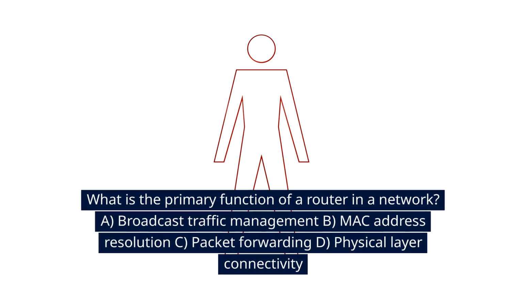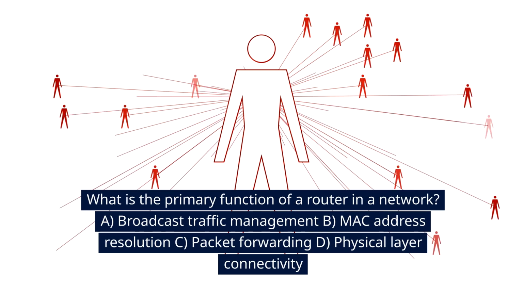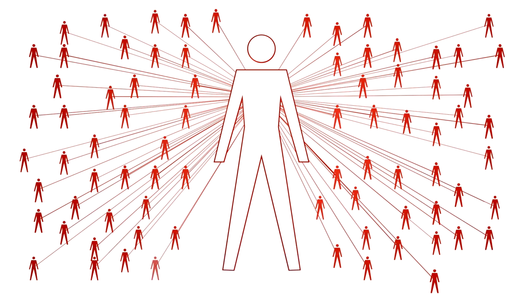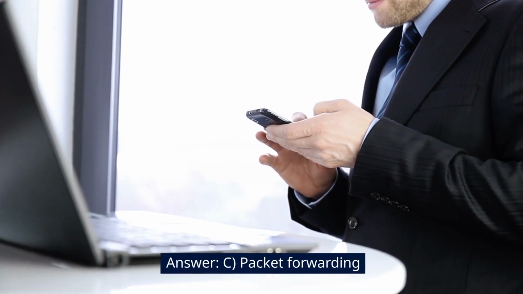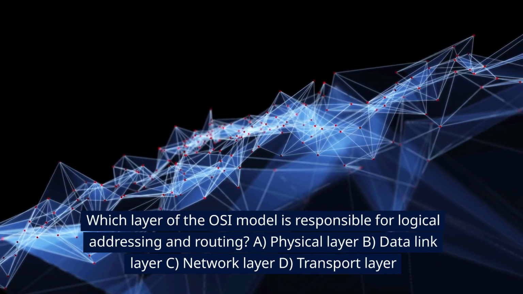What is the primary function of a router in a network? A. Broadcast traffic management. B. MAC address resolution. C. Packet forwarding. D. Physical layer connectivity. Answer: C. Packet forwarding.